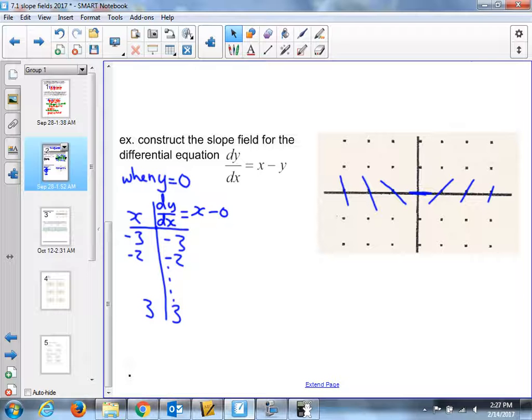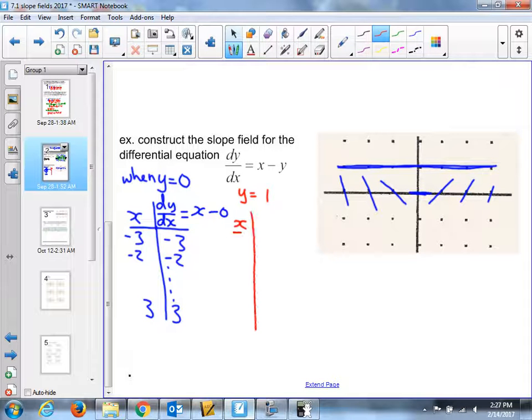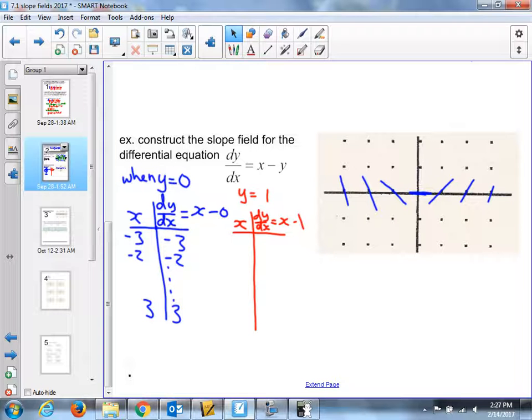Now let's try this when y equals 1. When y equals 1, so we're talking about this line here, right? When y equals 1, what do we got? So I'll set up the chart similar to before. I'll just put dy by dx equals x. In this case, the y is 1, so x minus 1. Let's plug in a few numbers. Negative 3. Negative 3 minus 1, though. Negative 4, right? Negative 2 minus 1 is negative 3.